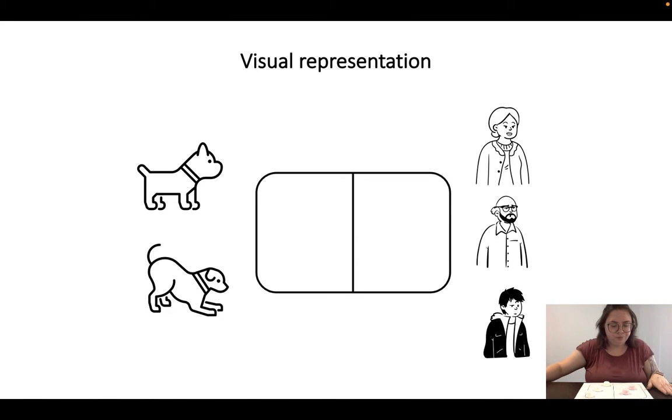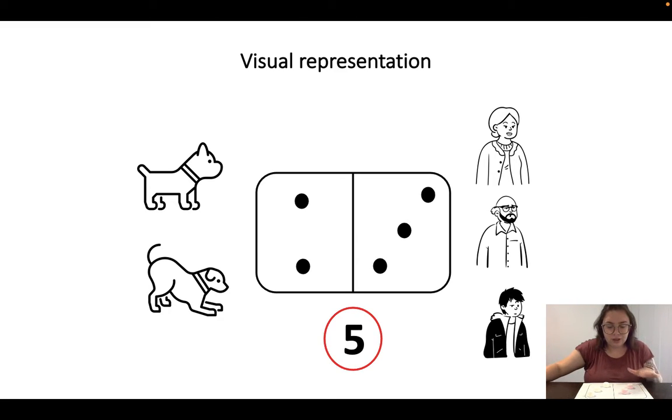Here is our domino. How many dots will go on the dog side? 2 dots. 1 and 2. And how many dots on the people side? We have 3 people left, so we have 1, 2, and 3. This is one way we could visually represent our parts. Again, we have 5 in total. We knew we had 5 already. We didn't take any away, we didn't add any on, so our total stayed the same.